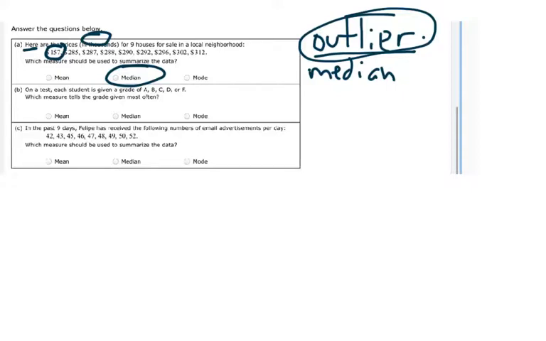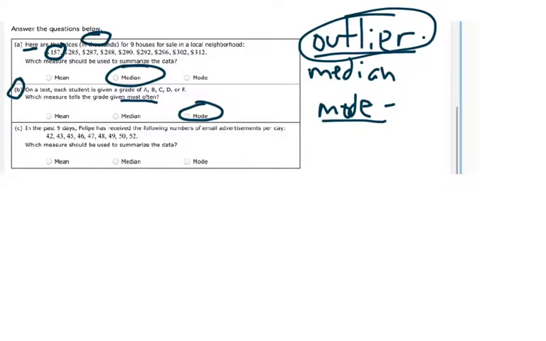Letter B, next one. On a test, each student is given grades of A, B, C, D, or an F. Which measure tells the grade given most often? Well, most often, you might remember that mode is the most frequent, or the number that occurs the most often. In this case, it's not a number, it's a letter or a grade, but it's the one that occurs the most. So anytime they want to know which one would be the best to tell the most often, those are always mode. No matter the type of question, that would be a mode question.